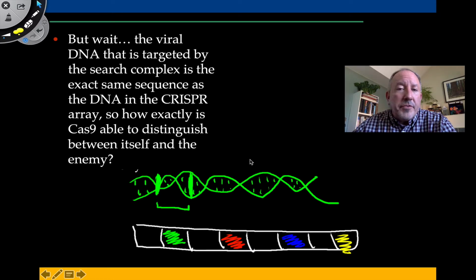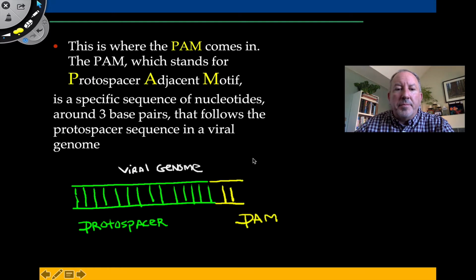But if you're following this, you might be saying, but wait a minute, if the Cas9 protein can recognize certain specific sequences, what would prevent it from cutting its own CRISPR array as well as cutting the new viral DNA? And like, how is it able to distinguish itself from the enemy, if you will? And so this is where something called the PAM comes in. The PAM is a region of nucleotides in the virus DNA that helps Cas9 identify it as being the true enemy and associate with it and cut it.